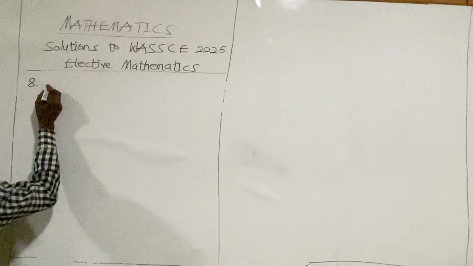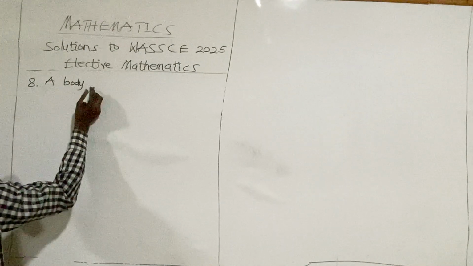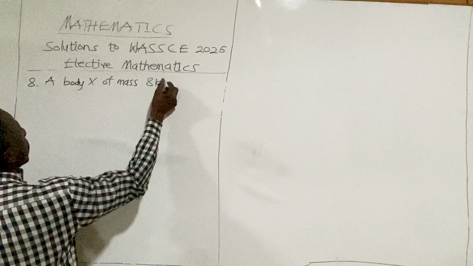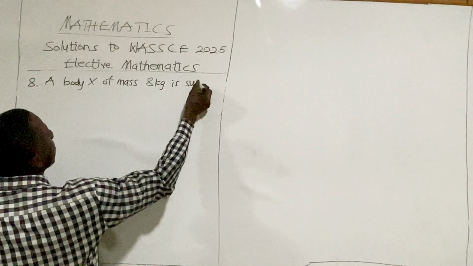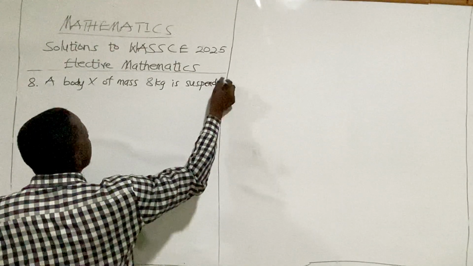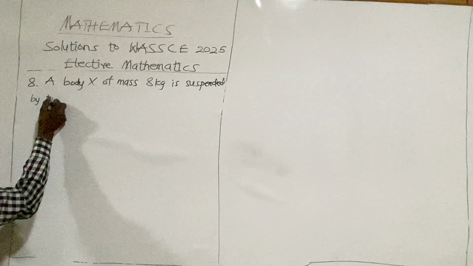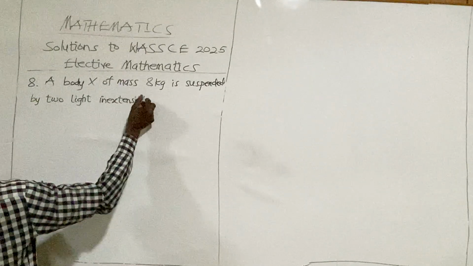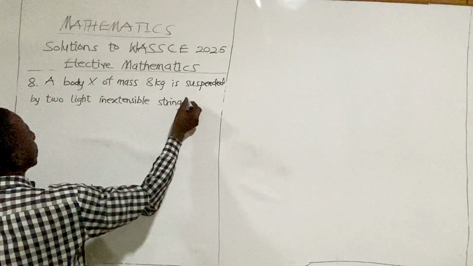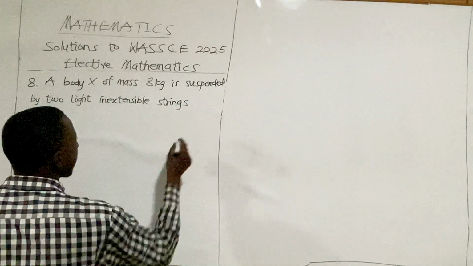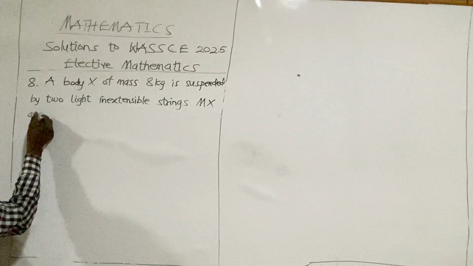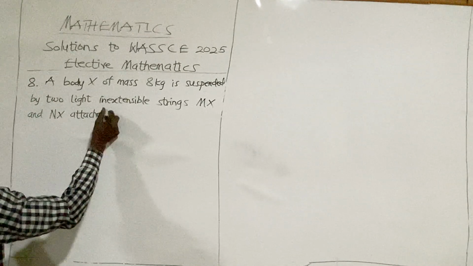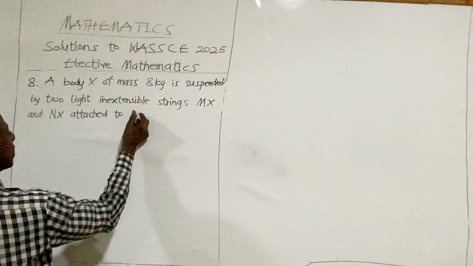Question 8. A body X of mass 8 kilogram is suspended by two light inextensible strings MX and NX attached to a ceiling.